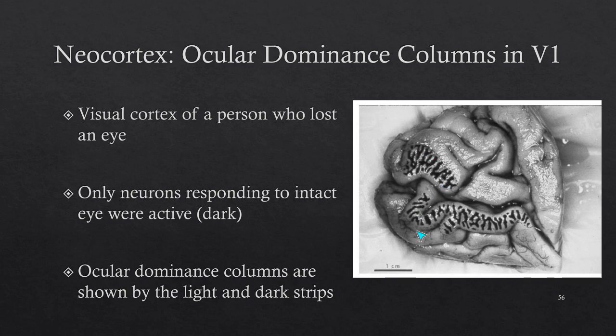This visual cortex has been stained with a material that indicates cells that were recently active before the person died. You can see these ocular dominance columns shown as light and dark stripes. Only the neurons that were active show up dark, and the light spaces are the columns corresponding to the other eye. So the dark and light stripes show this person's ocular dominance columns nicely, because they were only receiving input from one eye.